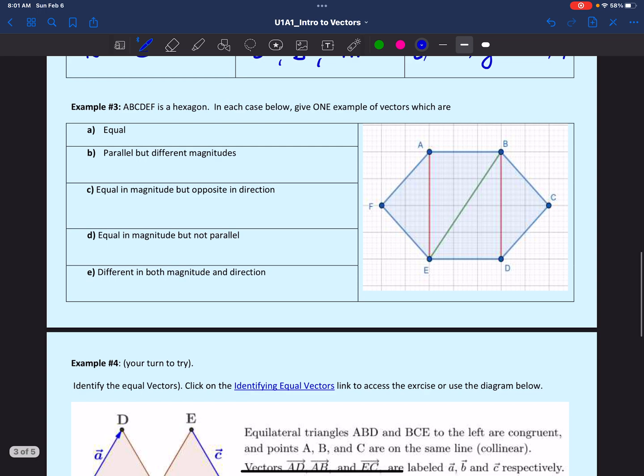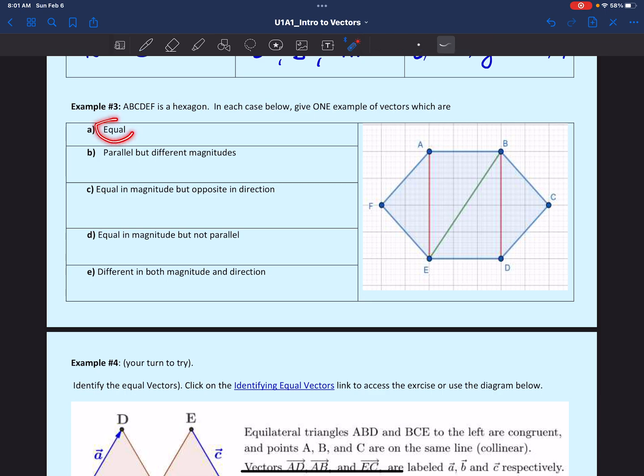In the next exercise, we're given a regular hexagon. And what we want to do is give an example of vectors as described. So 2 equal vectors. Obviously, you can find more than 2 sets, but I would say vectors AB and ED are equal. It is important again, and I must emphasize, whenever we name a vector, we start from the tail and we finish with the head.